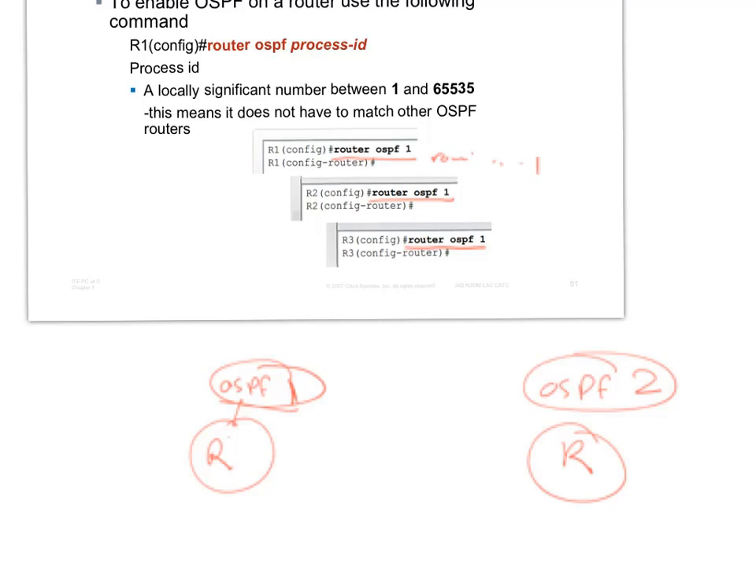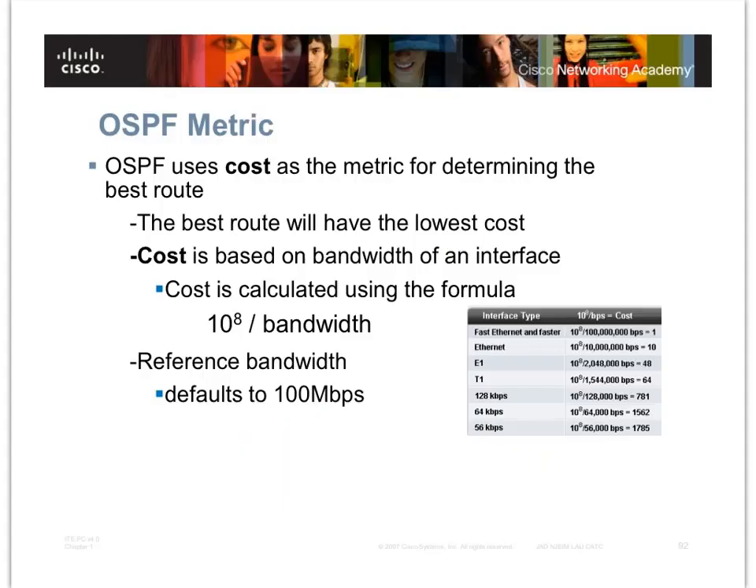So what is the use of process ID? The only use for process ID is to facilitate parallel computation. That's the only use of it for the case of OSPF. But for the case of EIGRP, autonomous system number has to match for us to consider these two routers as neighbors. Facilitate what? Parallel computation. Okay.